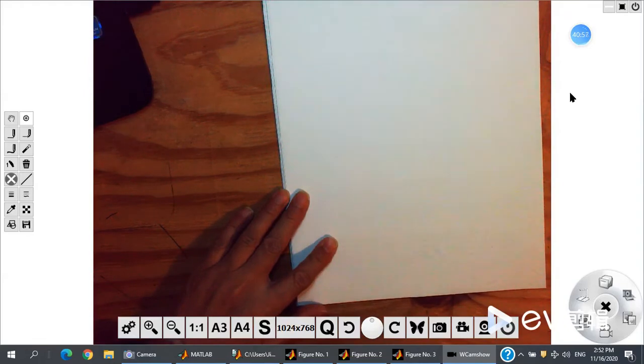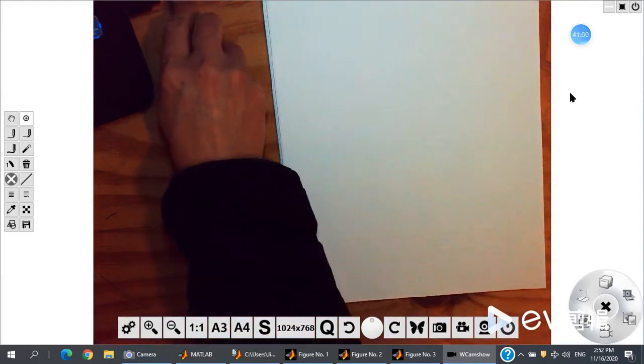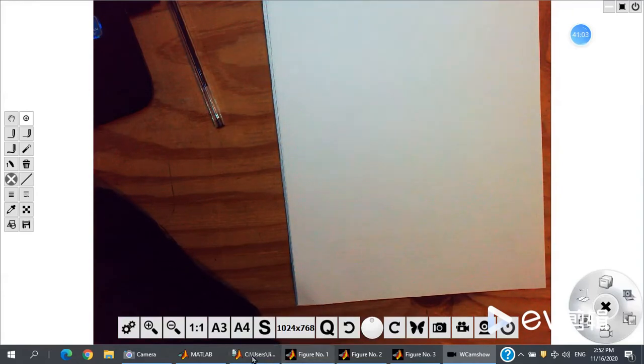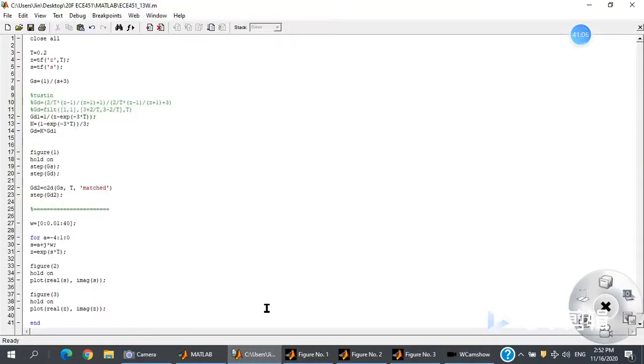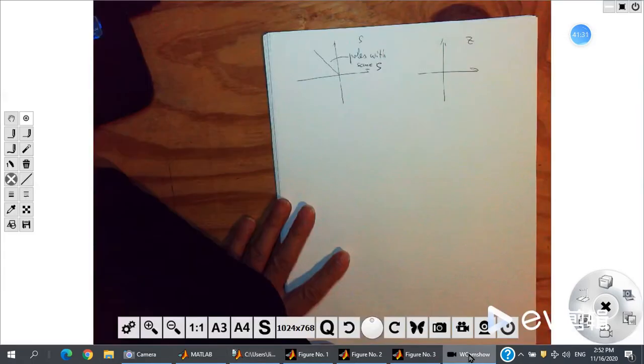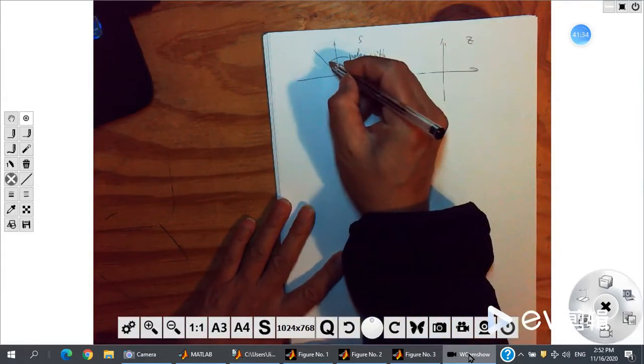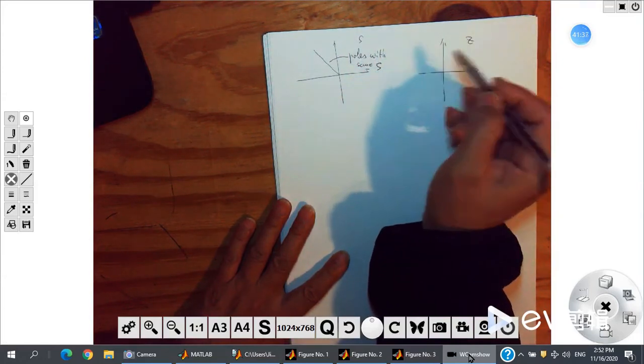And then we can see this graph in a different way. In a different way. So like this one. This one, according to here, is what? This is the S-plane. This is the Z-plane. This one is poles with the same zeta. I'm sorry. Okay, we check this case. This one, S-plane to Z-plane.